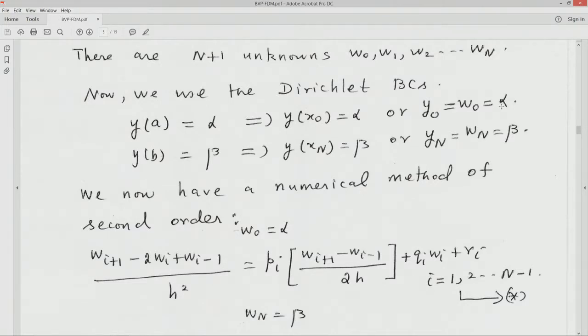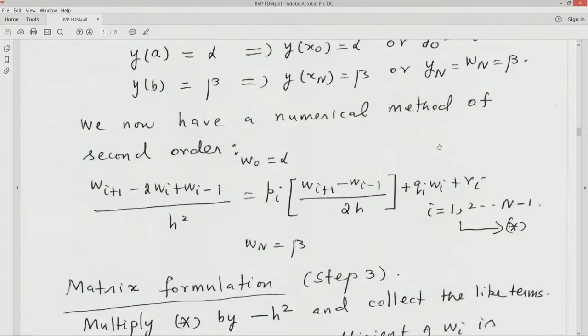And how do we denote the approximation to this in our notation? It is w naught. So, w naught equal to alpha, and alpha is prescribed. So, we know what w naught is. Similarly, y at b, the other endpoint, is prescribed to be beta. So, y at xn is beta. In our notation, it is y suffix n, and that is beta. And how do we denote this approximate value at xn? In our notation it is wn. So, wn is beta, and beta is prescribed. So, we also know wn. So, from the boundary conditions, we are able to get w naught equal to alpha and wn equal to beta. So, we now have a numerical method of second order.